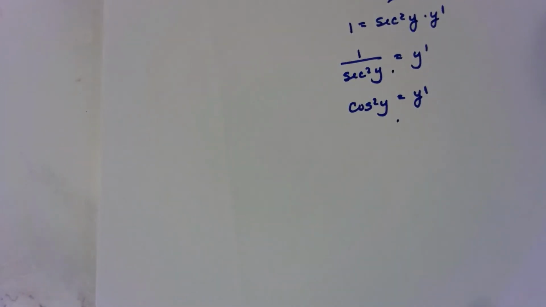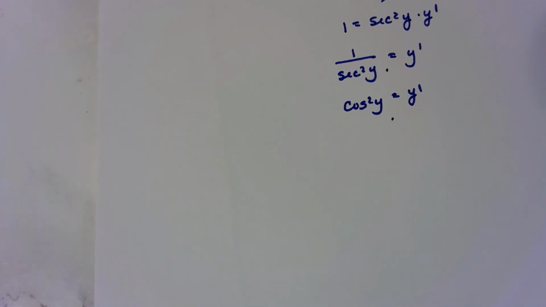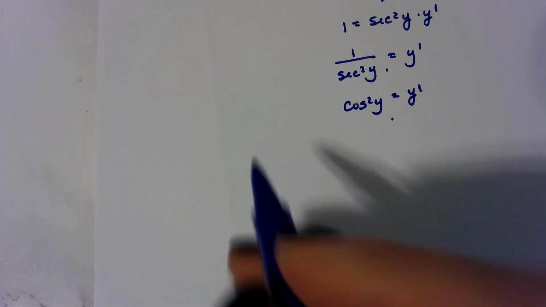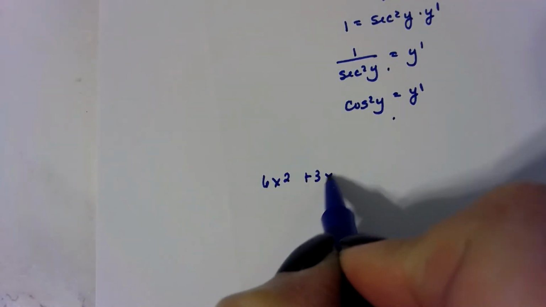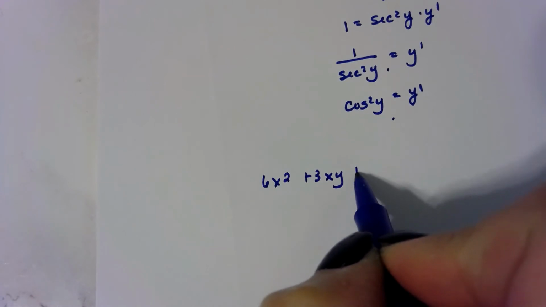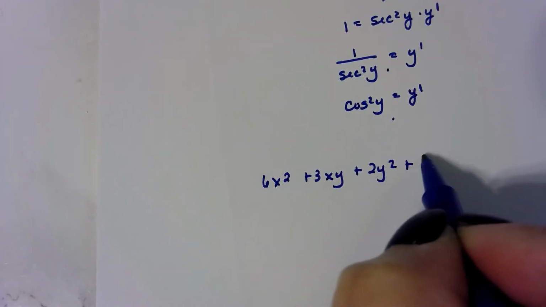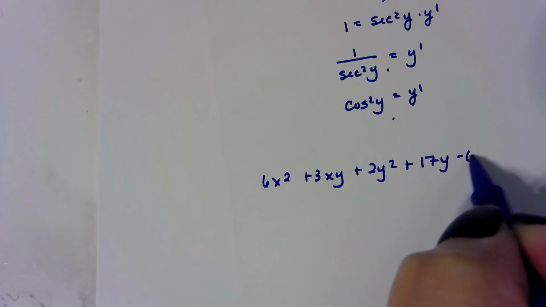Here's another one. There's some crinkle in this paper. It's annoying me. So 6x squared plus 3xy plus 2y squared plus 17y minus 6 equals 0.